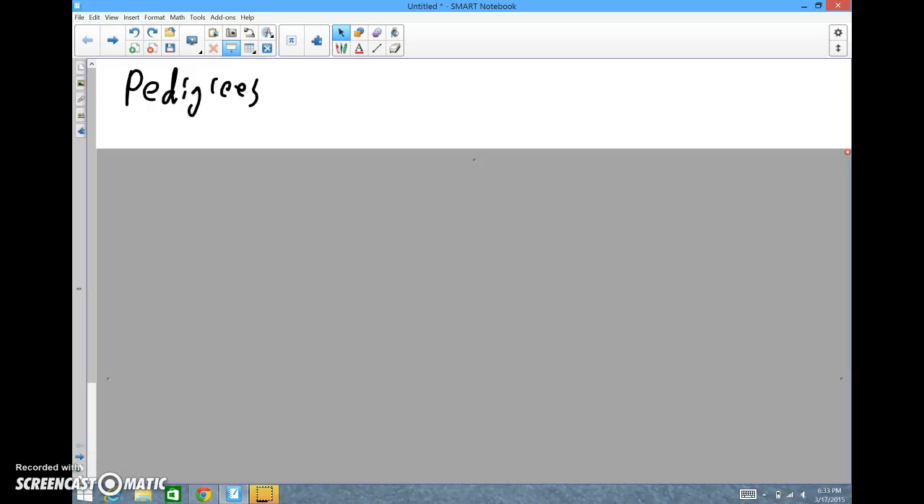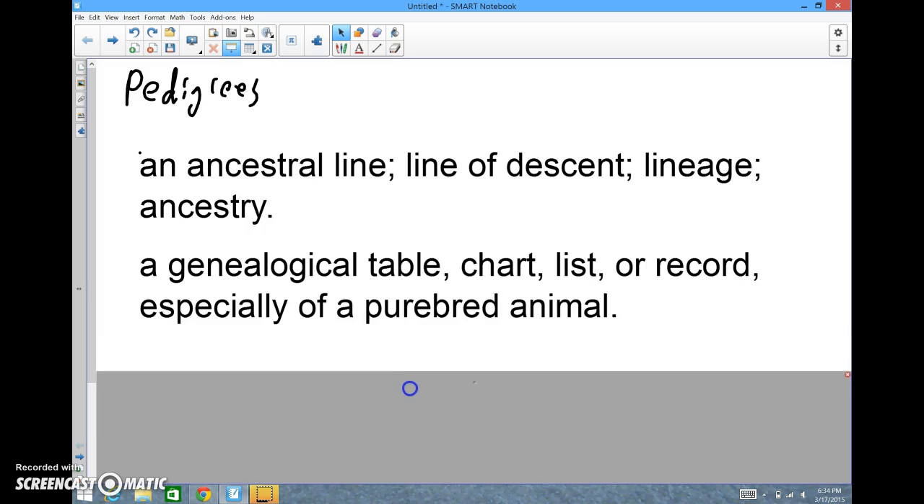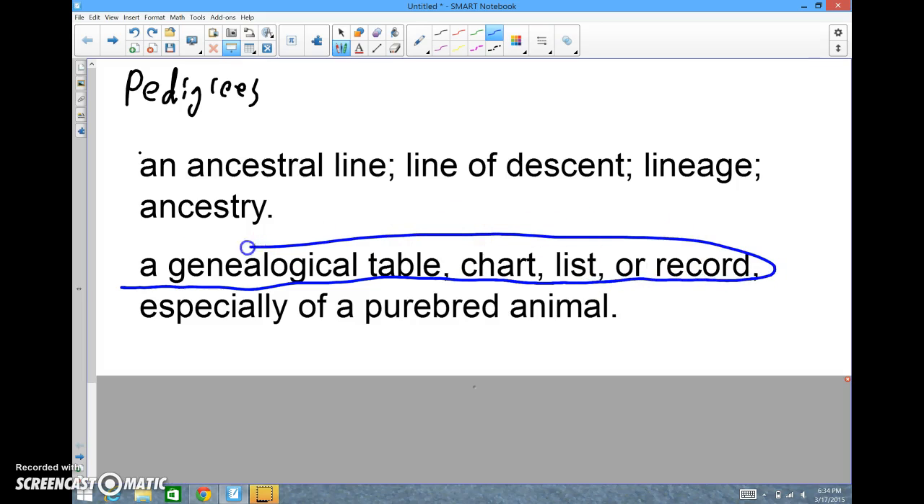In today's lecture, we're going to explore the concept of pedigrees. Pedigrees are defined, look at that, we went technical definition, as an ancestral line, a line of descent, lineage, or ancestry, or a genealogical table, chart, list, or record. And what we're going to be focusing on is actually this part of that definition. A genealogical table, chart, list, or record.